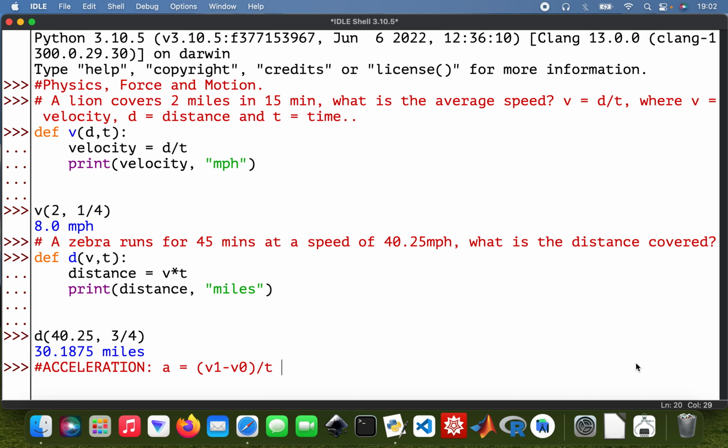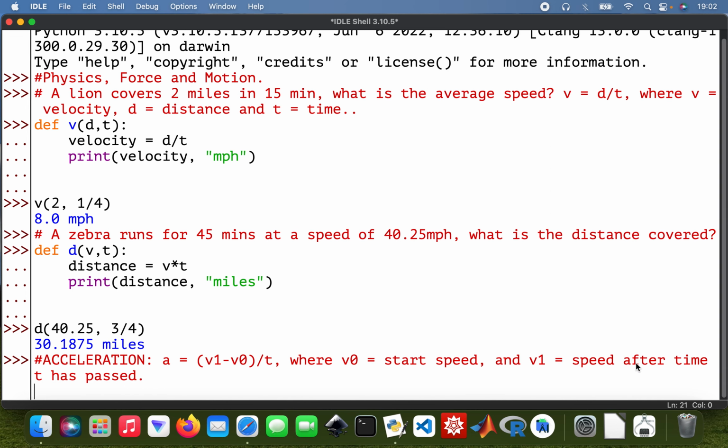Okay, right. So I've got a question. Okay, let me figure this out. So v0 is the start speed, and v1 equals speed after time t has passed. Okay, cool. So I need to answer a question.